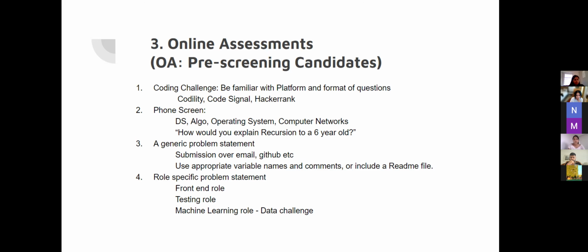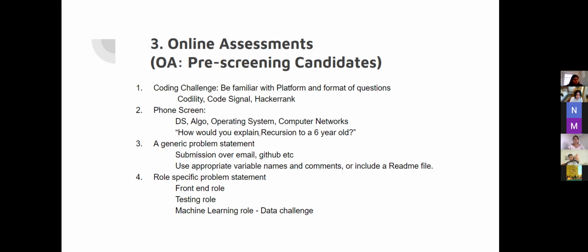And the last one is that there could be a specific problem statement. If you're looking for front end, they might ask you about HTML. If you're looking for testing roles, they might ask you about Selenium. For machine learning roles, they might ask you a data challenge. So depending upon the type of role that you're looking for, you can get asked specific problem statements in the pre-screening round.